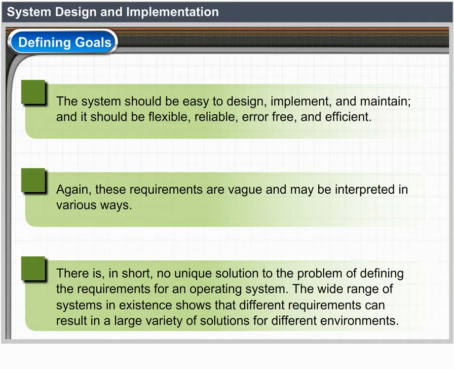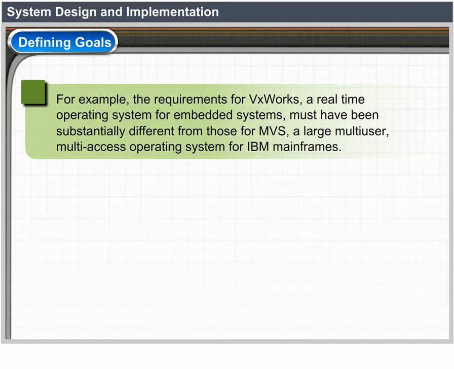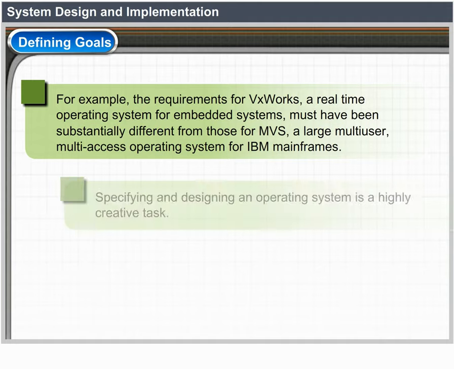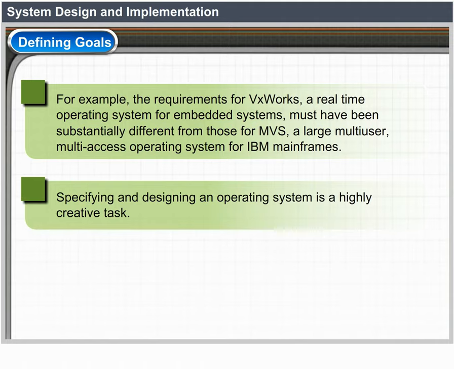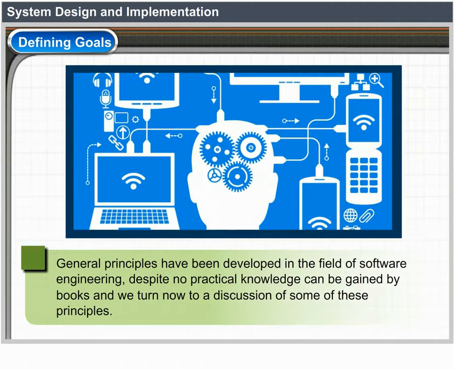For example, the requirements for VxWorks, a real-time operating system for embedded systems, must have been substantially different from those for MVS, a large multi-user, multi-access operating system for IBM mainframes. Specifying and designing an operating system is a highly creative task. Although no textbook can tell you how to do it, general principles have been developed in the field of software engineering, and we turn now to a discussion of some of these principles.